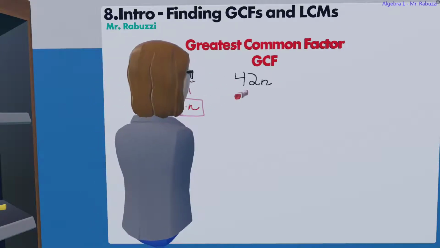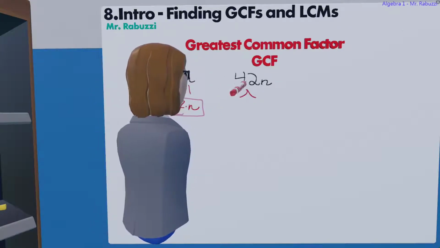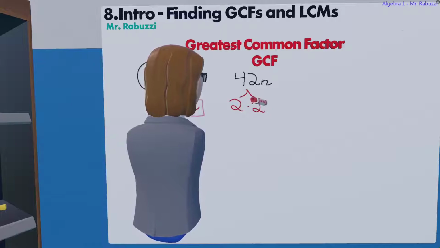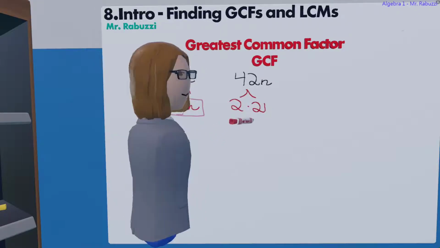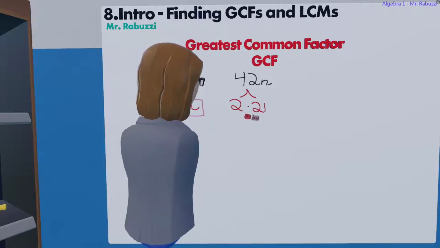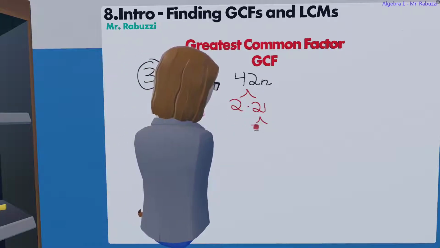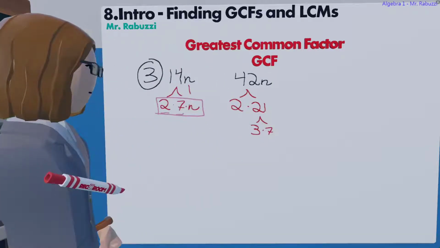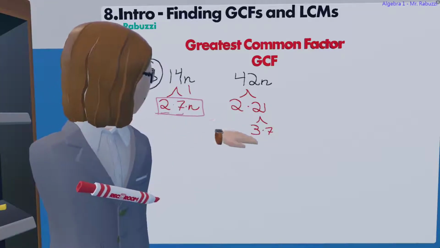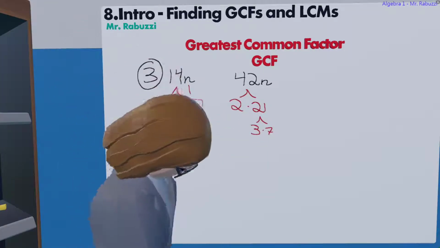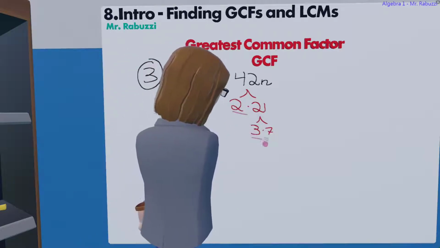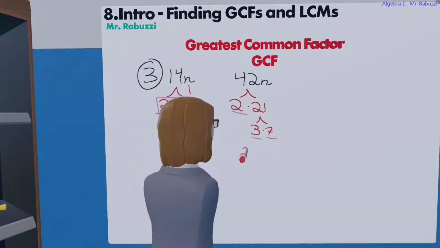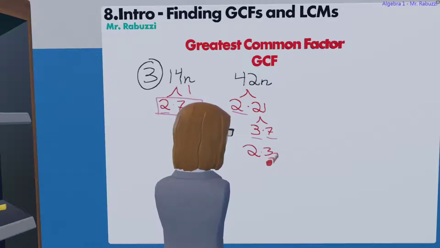So we're going to start, though, splitting our 42. It's even, so it's 2 times something, which is 21. All right, 21 is not even, but I know that 21 divides by 3, so it's 3 times 7. Okay, and now 2 is prime, 3 is prime, and 7 is prime. Bing, bang, boom. So our prime factors are 2 times 3 times 7.